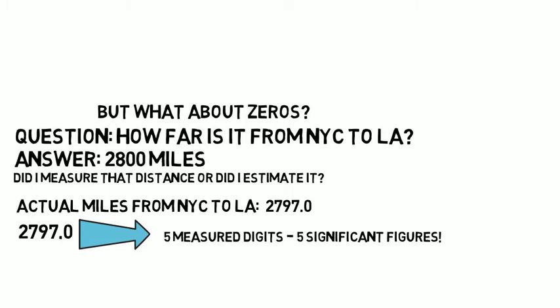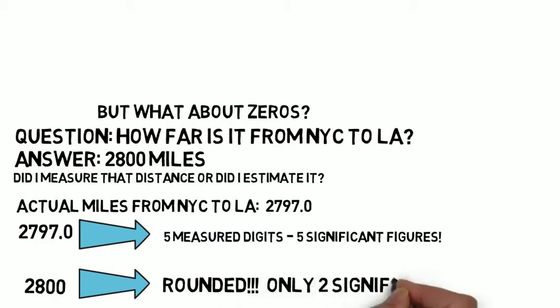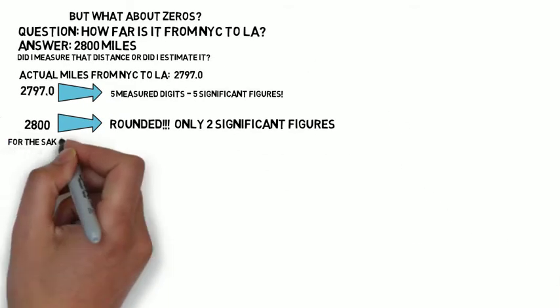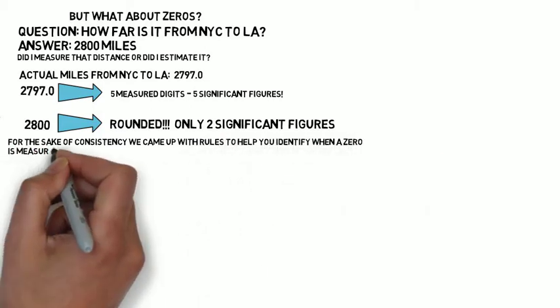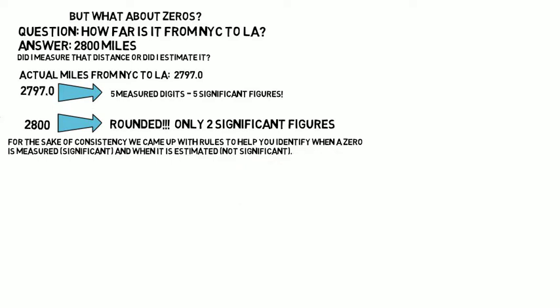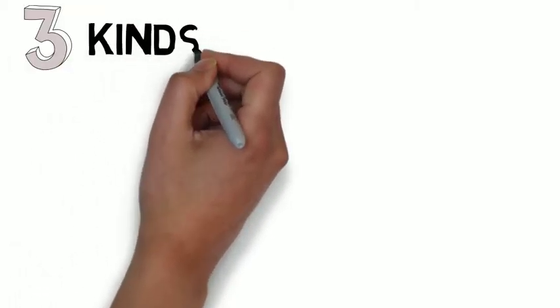So maybe now we can see that 2,800 is not a measured value, but more of an estimated value or a rounded value from a previous number. So in this case, there are only 2 significant digits. But how did I know that without somebody telling me in advance that that was rounded? Well, for the sake of consistency, we've come up with some rules to help you determine when a zero is a placeholder and when it is an actual measured number. Okay, so 2 ways to tell. So first, there are 3 kinds of zeros that are possible to have.